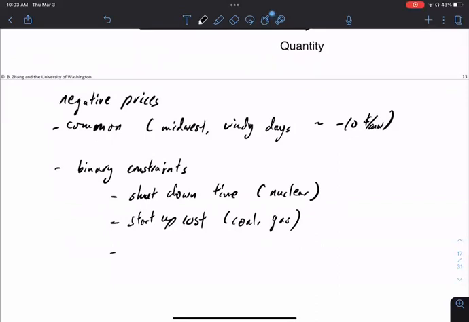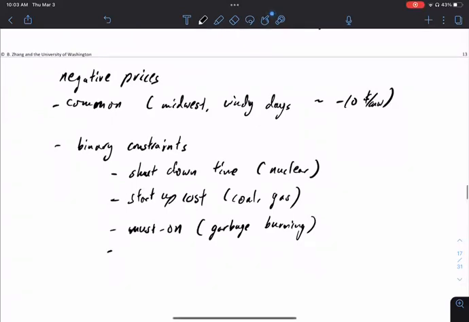So this is called must-on. The biggest example is actually garbage burning, which is not a small fraction of power in some states. Depending on where you are, it's a significant amount of power coming out of this. So this must-on generation cannot turn off. You pay people again to take your power because you have to serve other purposes. There is one more that causes the price to go negative, where again, you must be on.